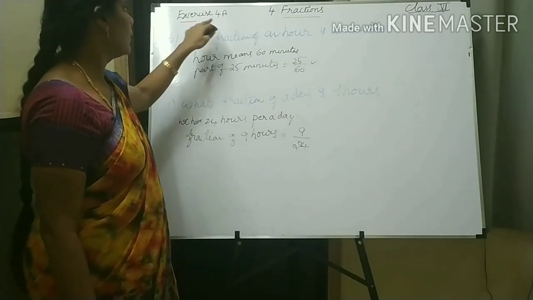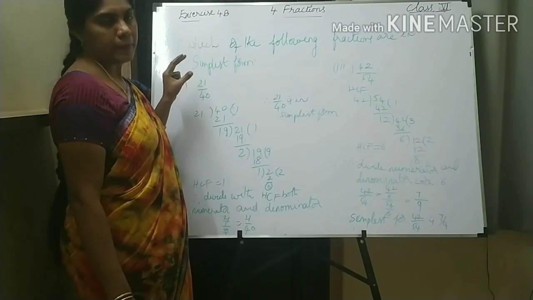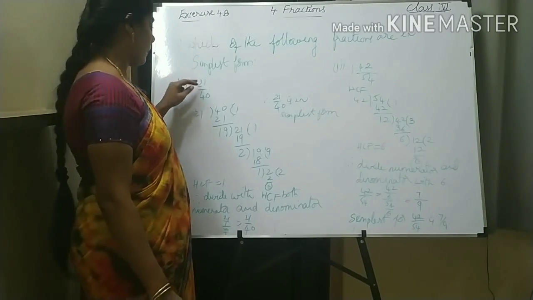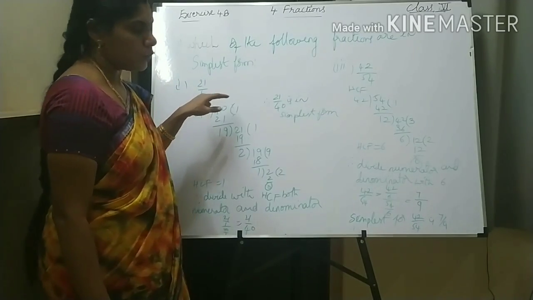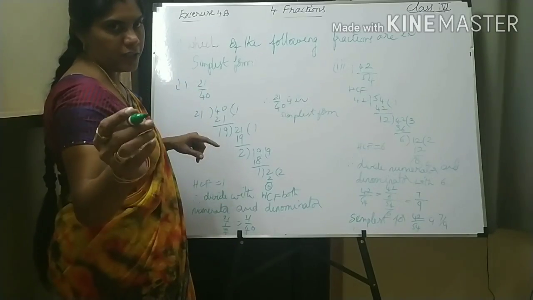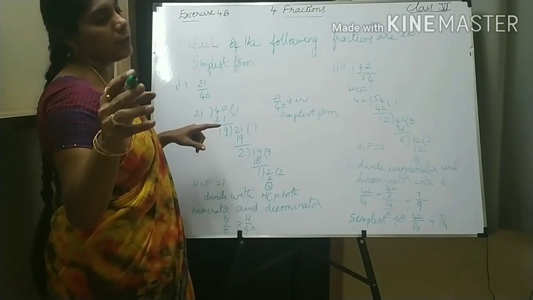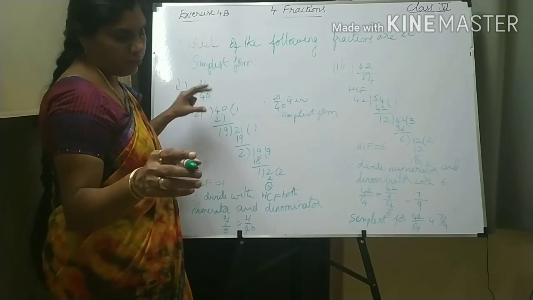Now we will go for 4b. See this one. Here they have given some fractions. We have to check whether they are in simplest form or not. Okay, first one is 21 by 40. So to write in simplest form, two methods we have to use. I already explained. One is HCF method and the other one is prime factorization method. Now we will use HCF method here.